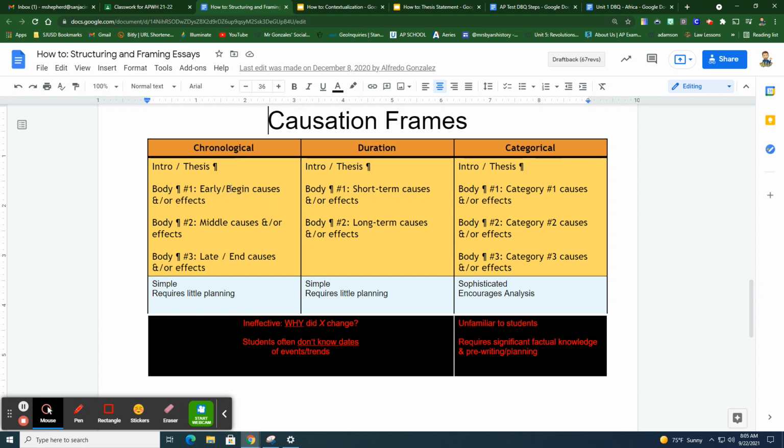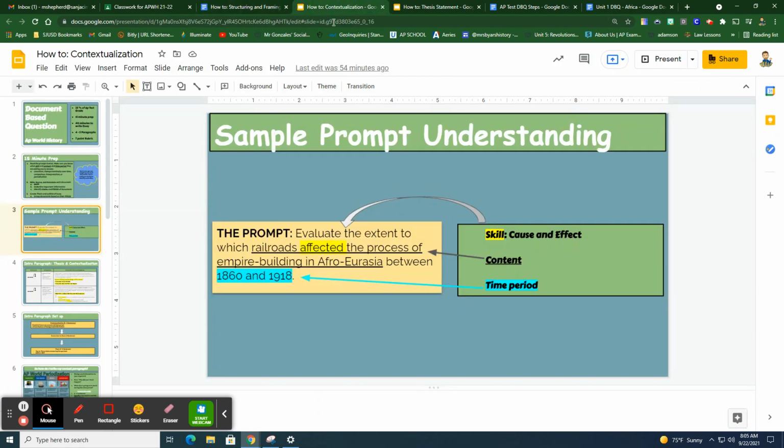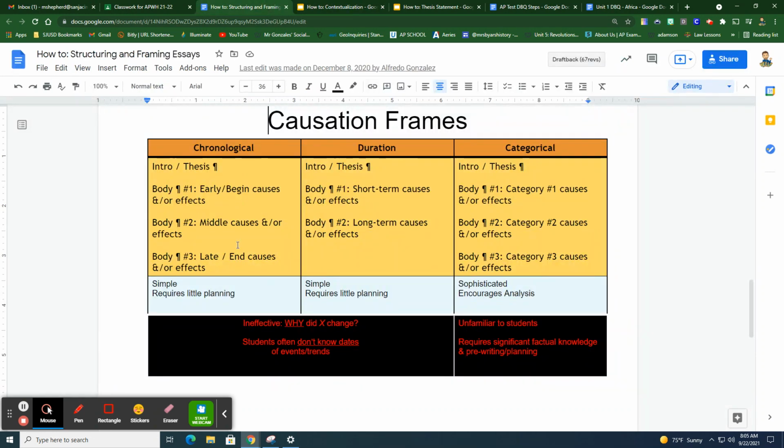Now, what this graph shows is there are 3 different ways you could set up your cause and effect body paragraphs: there's 1 way with 4 paragraphs, and 2 ways with 5 body paragraphs. Again, our prompt is evaluate the extent. So how much did railroads affect the process of empire building in Afro-Eurasia? Again, cause and effect, and there are 3 different ways to write this. The first way is chronological order. You tell me the first effect, the second effect, and then the third effect. And you could even break that down into 2 body paragraphs and make it a 4 body paragraph essay as well.